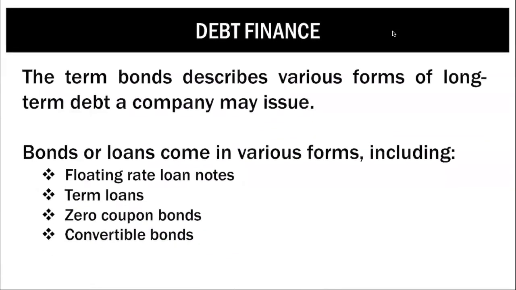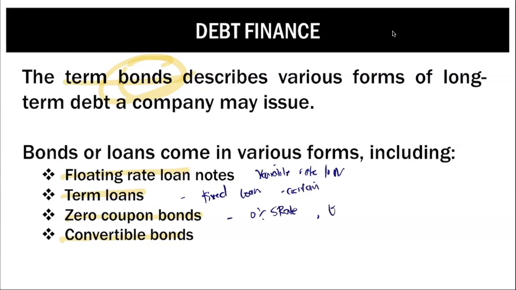So debt finance normally comes from your term bonds. When we say bonds, it describes various long-term bonds. So that can either be a floating rate loan, a term loan, a zero coupon bond, and a convertible bond. So when we say floating rate loan, this is a type of loan wherein we have a variable rate loan. Next, we have your term loan. This is more of a fixed type of loan payable within a certain period of time. Zero coupon bonds, you have zero stated rate, but you have an effective interest rate or yield to maturity or yield rate. Next, you have your convertible bonds. This is a bond with a conversion option.